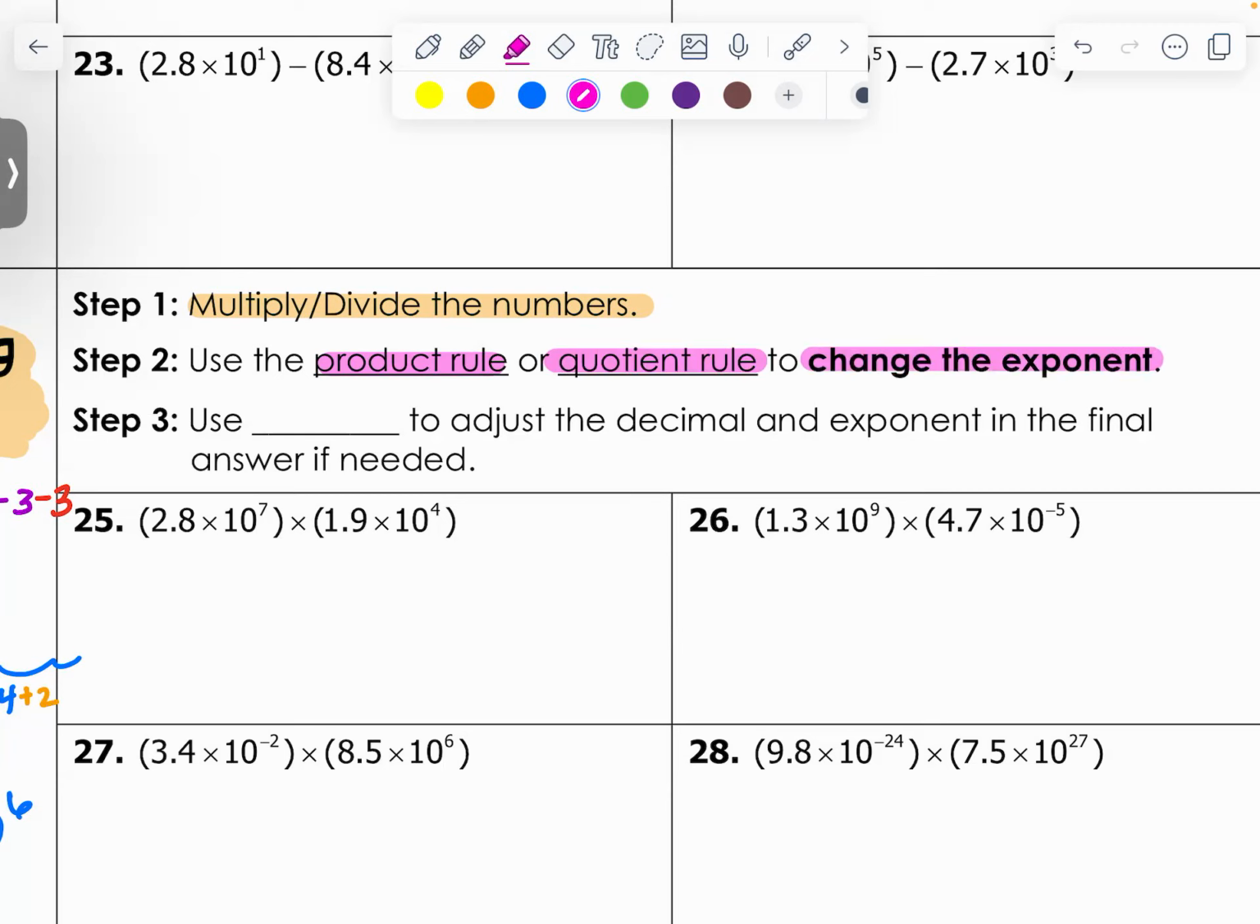After we do this one. No, after we do number 25, take your password.